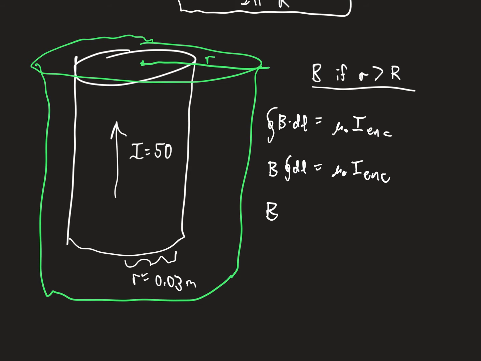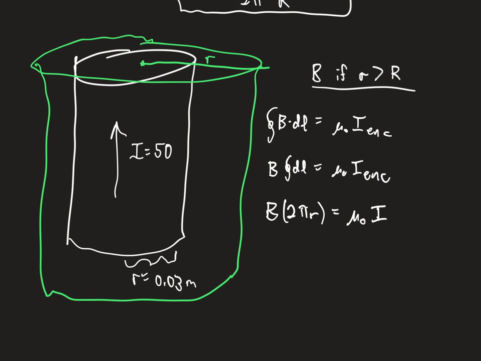The path integral around that circle, what is that? We're going around the exterior of the circle. So what is that equal to? 2 pi r. B times 2 pi r. What r? Little r. Because it's always the surface that you draw to enclose the surface that you're interested in. This is equal to mu naught times I enclosed. How much current is enclosed there? The whole thing.